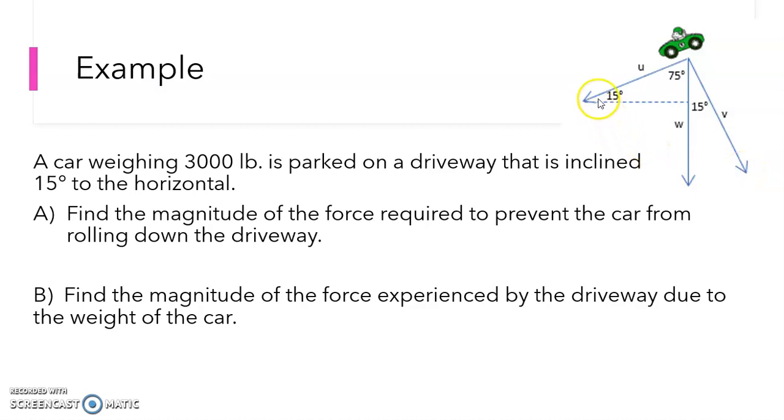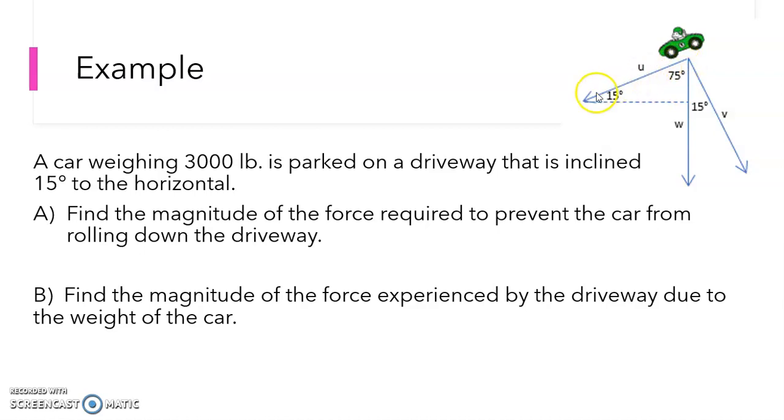Now what I did is I drew this dotted line, that's the horizontal, and this is the 15 degrees they gave us in the question. Now I found this 75 degrees by just extending this and remembering that this weight vector for the car is perpendicular to the horizontal because it's pulling directly down into the earth. So this is 90 degrees right here. So I just found this 75 degrees using what I know about triangles.